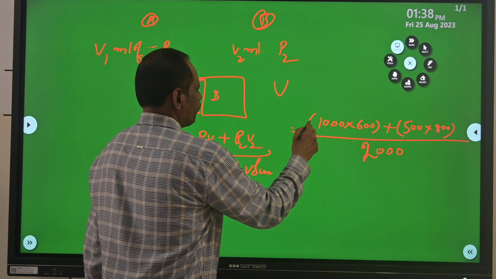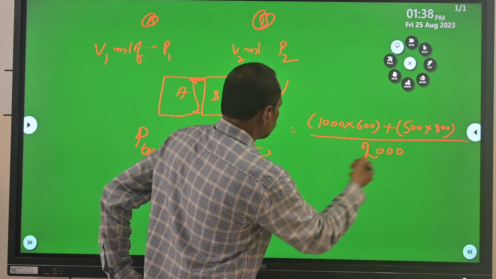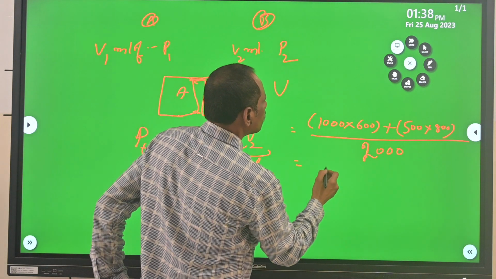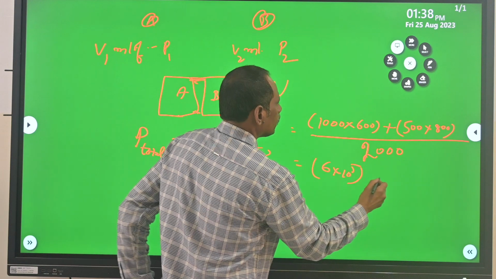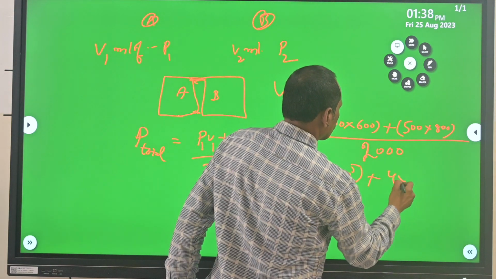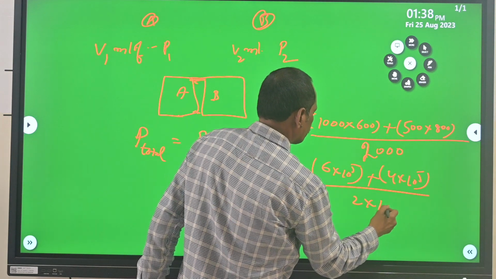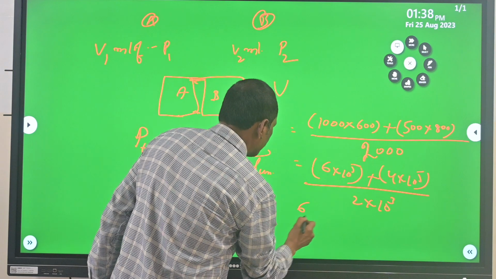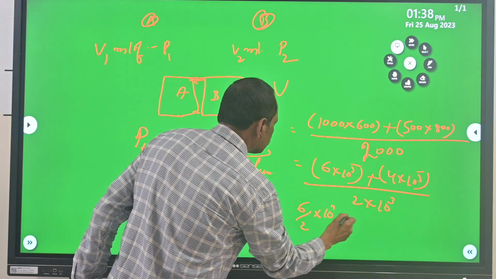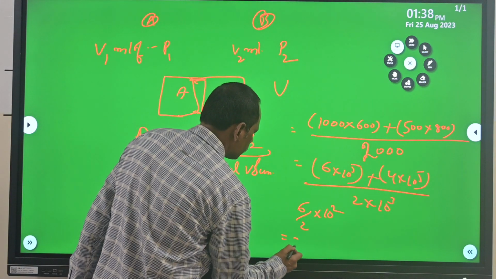Therefore, the pressure of the gas mixture is equal to 600 into 1000 plus 500 into 800 by 2000. That means 6 into 10 power 5 plus 4 into 10 power 5 by 2 into 10 cube, or 6 by 2 into 10 square.